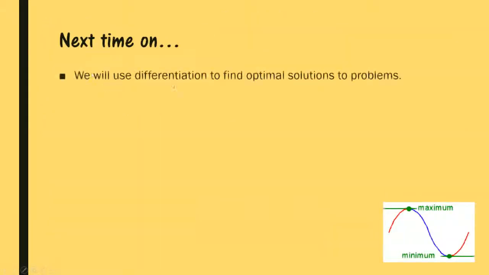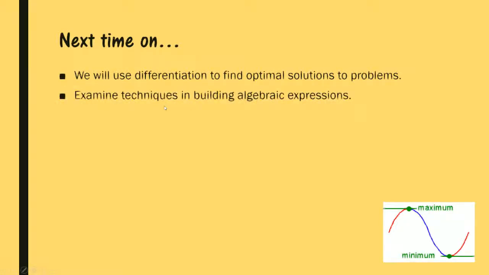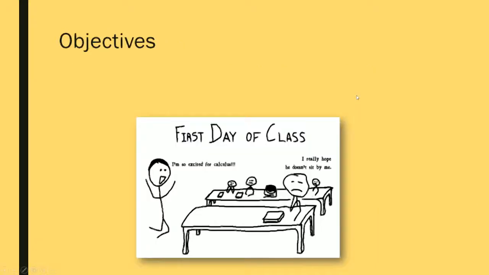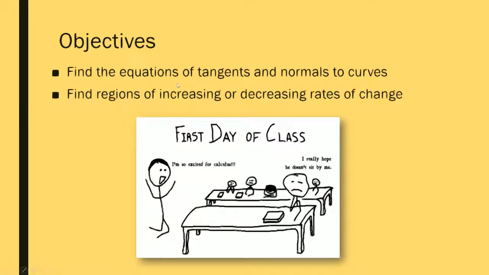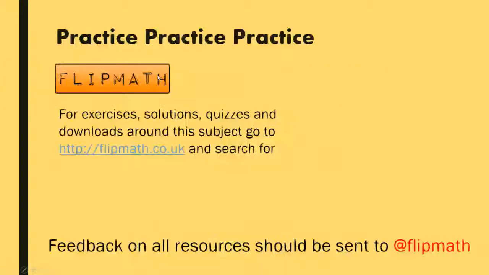Next time, we're going to use differentiation to find optimal solutions to problems and examine techniques in building algebraic expressions, which tends to be the hardest part of the top parts questions, if you know what I mean. When we're using optimization and differentiation, building the algebra expressions tends to be the bit that most people struggle with. So I'll look at some of the techniques that come with that. Our objectives were to find the equations of tangents and normals to curves, and find the regions of increasing and decreasing rates of change. Both those have been done.